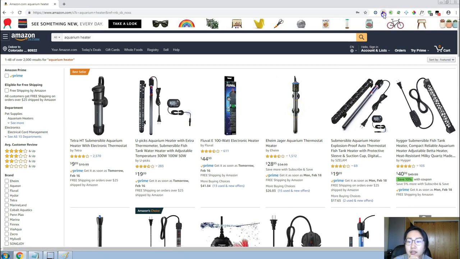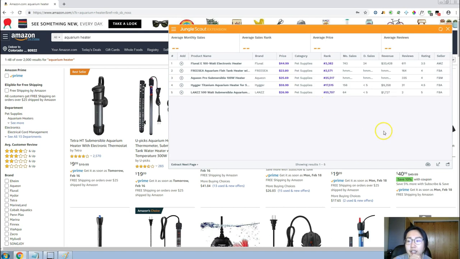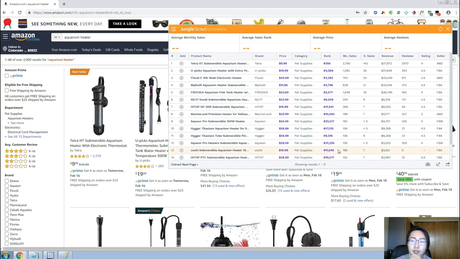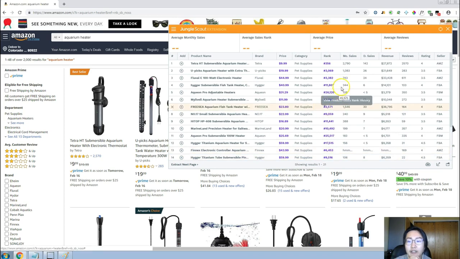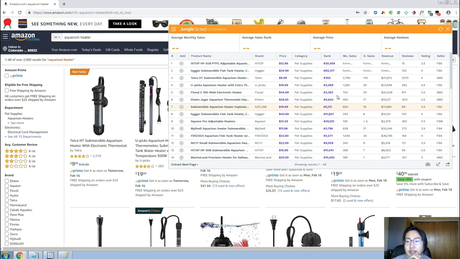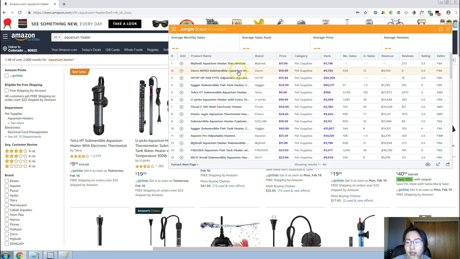Okay, makes sense. Let's take a look at Jungle Scout. Jungle Scout extension is what I use. You can still use Helium 10. They have similar accuracy, but I'm just familiar with Jungle Scout. I got it even before Helium 10 was a thing, a long time ago, so I'm just used to it. You don't have to get Jungle Scout, because Helium 10 has one of its own as its extension, but you can.